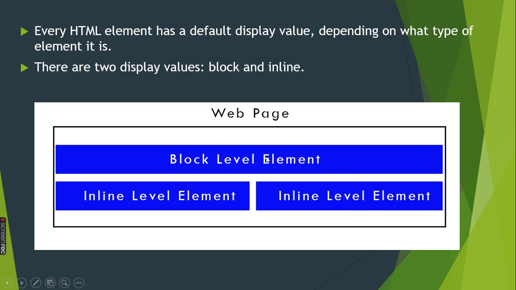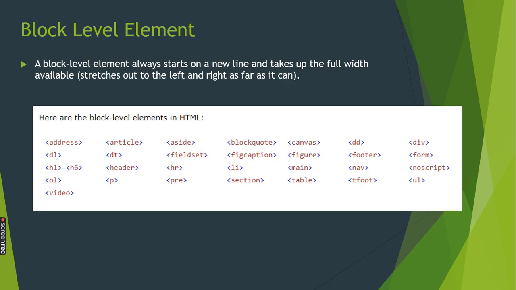So let's see which elements come under block level and which come under inline level. Here you can see we have a few tags which are block level elements, like address, article, aside, blockquote, canvas, dd, div tag, dl, dt, fieldset, figcaption, footer, form. Like this we have many. Mostly when we are writing code, the tags frequently used by us are heading, paragraph tag, table, div tag. So these are the regularly used tags which are block level elements.